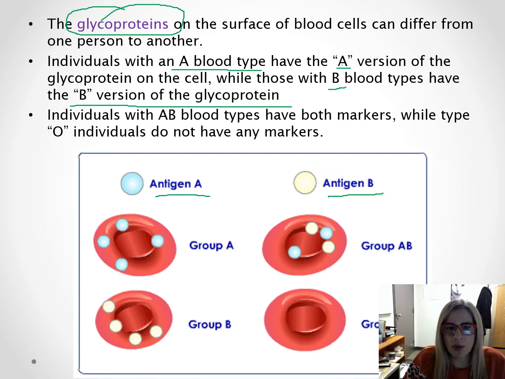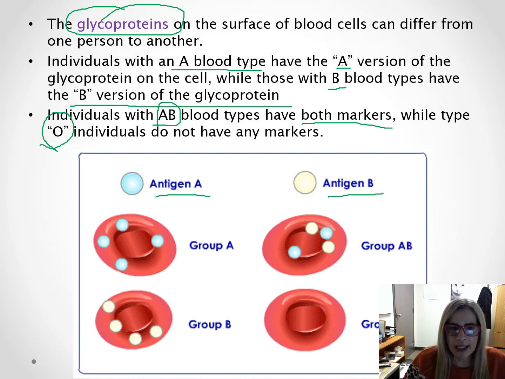Individuals who are considered AB blood types, and I'm sure you've heard of AB positive, AB negative blood types, actually have both glycoproteins, so they have the A antigen and they have the B antigen. Now, blood type O individuals have neither, so they do not have the A antigen and they do not have the B antigen. You can consider them antigenless.